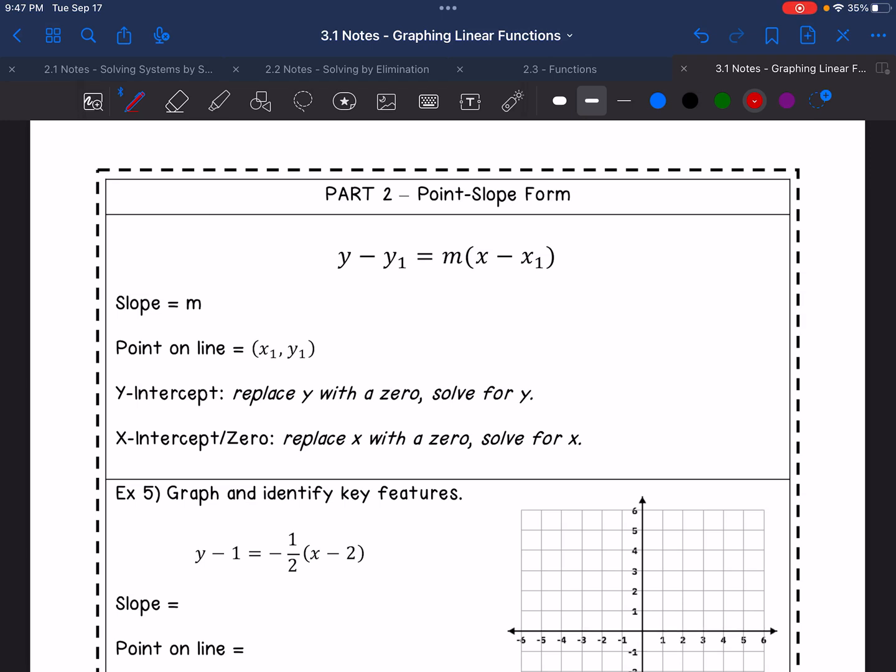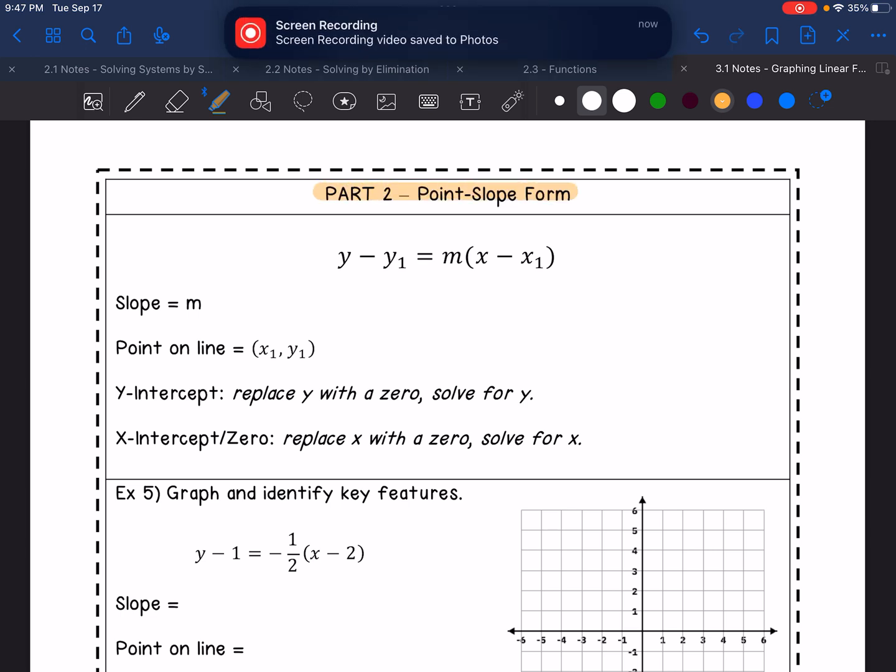We are going to learn about point slope form. So this is new to you. You did not learn about this one back in junior high. This is something that is first introduced in Algebra 1.